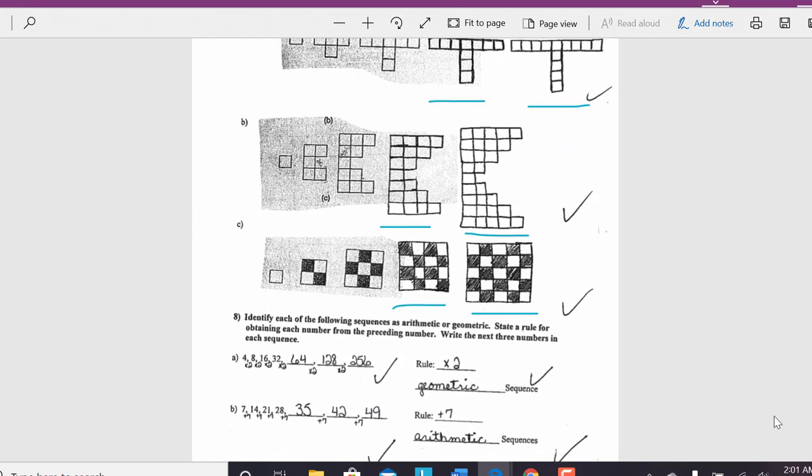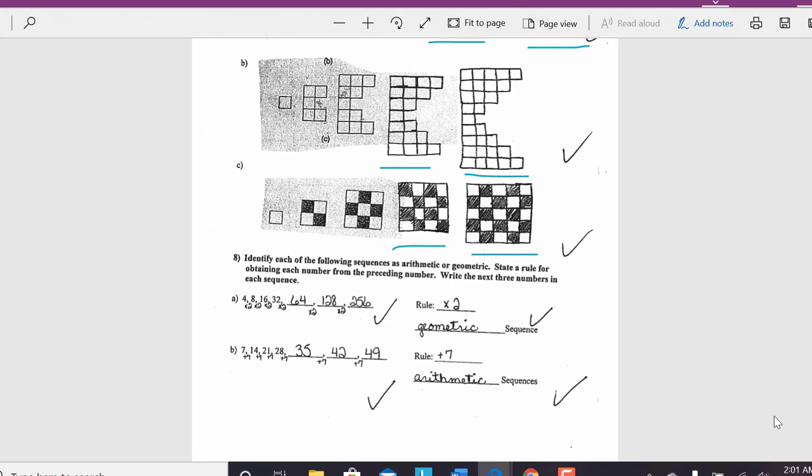Okay, and then we have the sequences. If they are multiplying the same number again and again, that's the rule, then this is a geometric sequence. If you're adding the same number again and again, then it's going to be an arithmetic sequence. So look at that and check your answer, please.